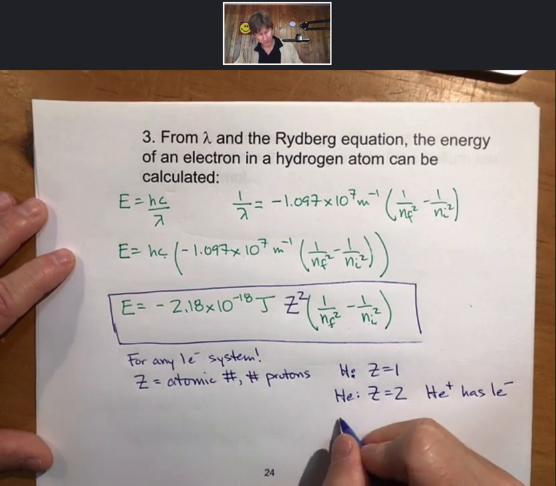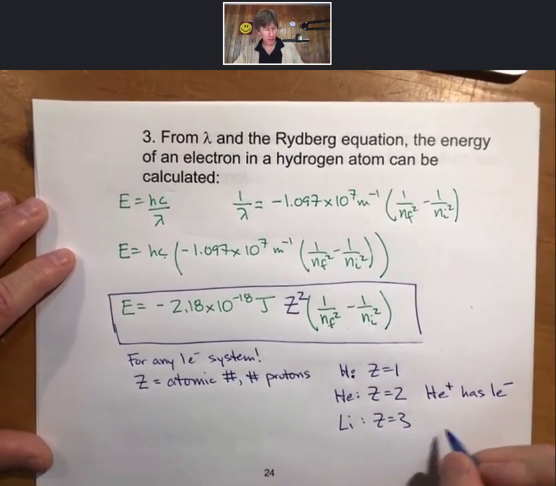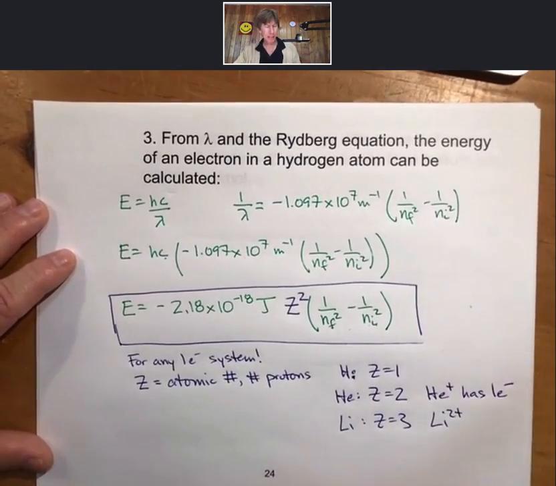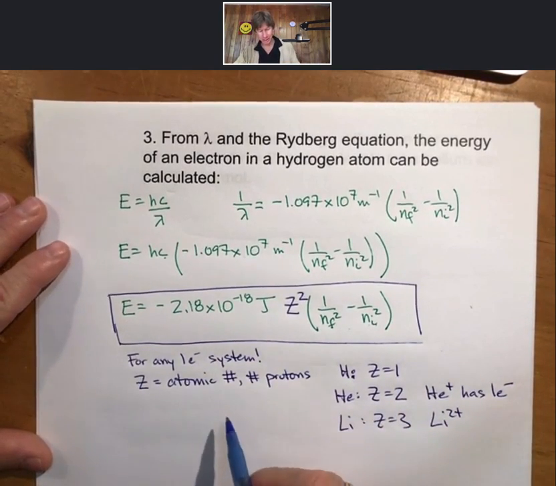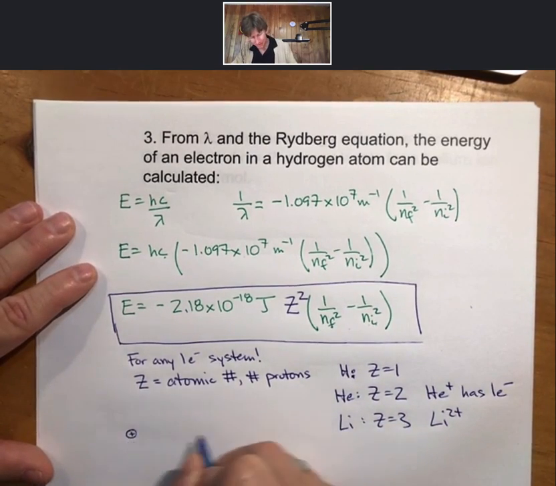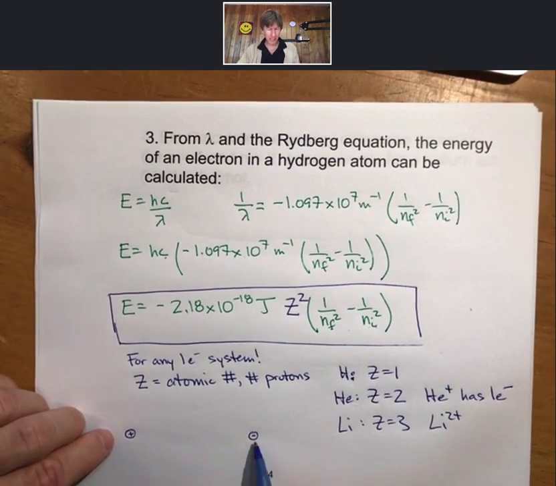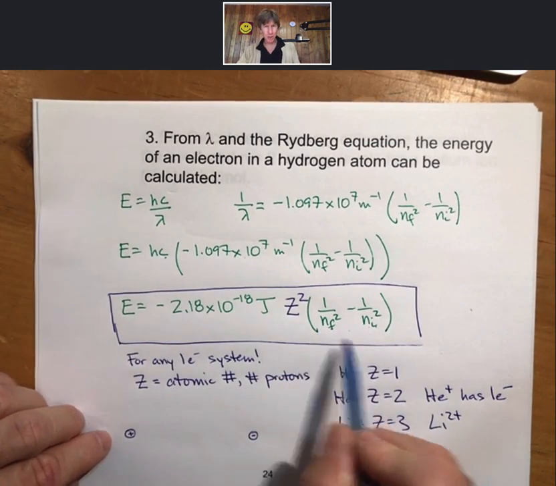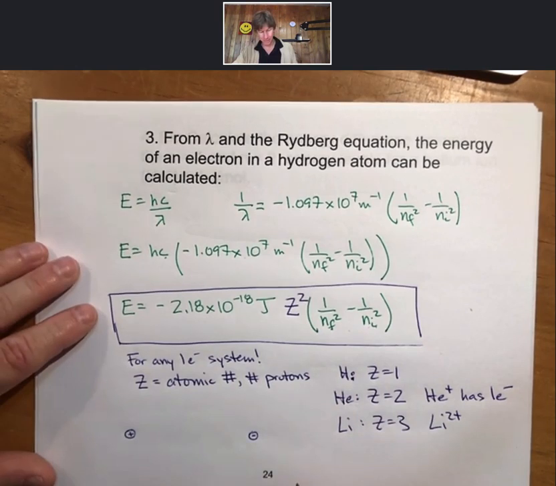We can also do Z equals 3 for lithium. Lithium 2 plus has 1 electron. So hopefully you're starting to get the idea that for any one electron system, and that one electron system, by the way, is something that has just a nucleus and 1 electron, it is relatively simple to calculate the charge between these. Anything else with 2 or more electrons gets much more complicated.